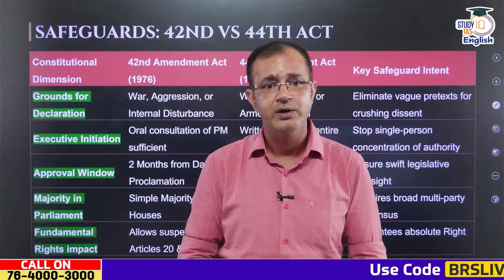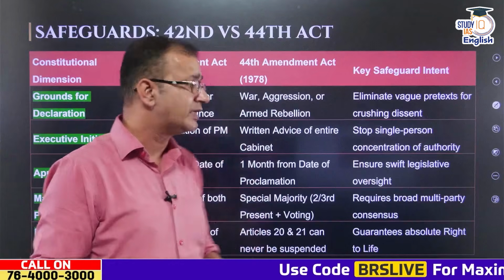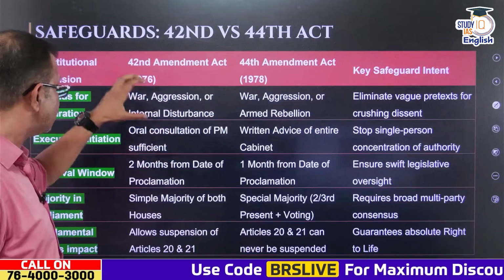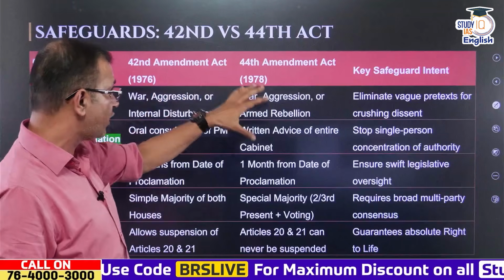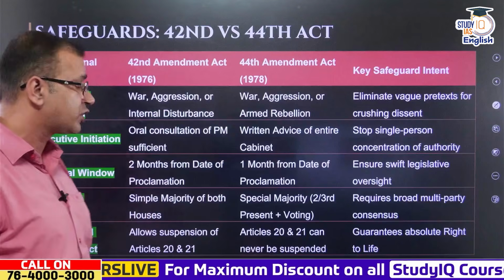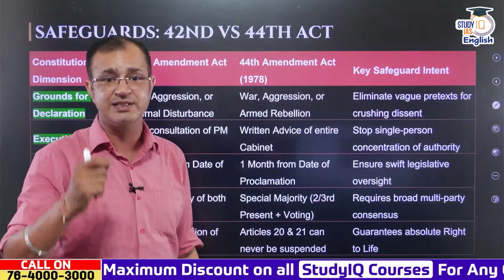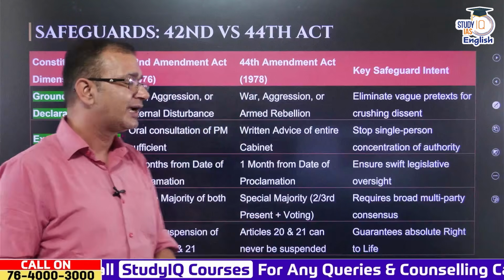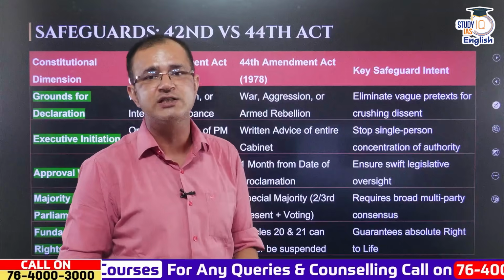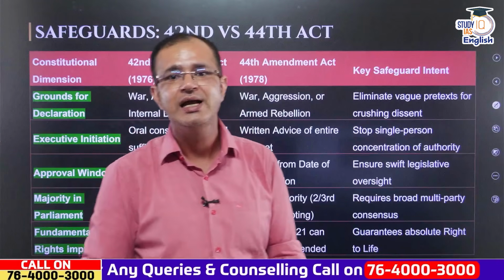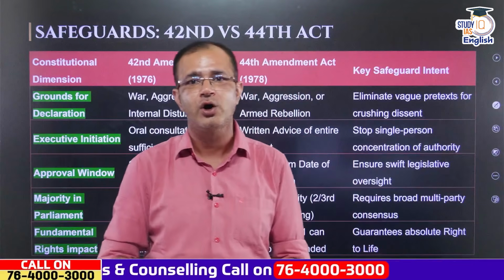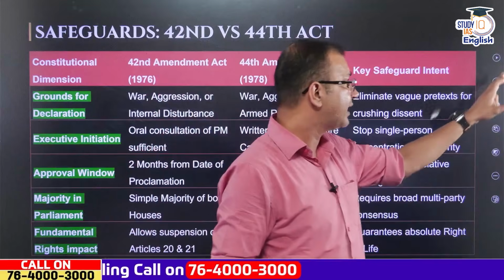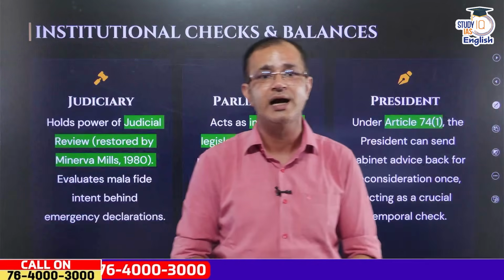Now, when it comes to the fundamental rights, before the 44th Amendment Act, it allowed the suspension of Articles 20 and 21. But safeguards were included in the 44th Amendment Act, where Articles 20 and 21 can never be suspended during the time of emergency, and it guarantees the absolute right, the right to life that is provided under the fundamental rights.